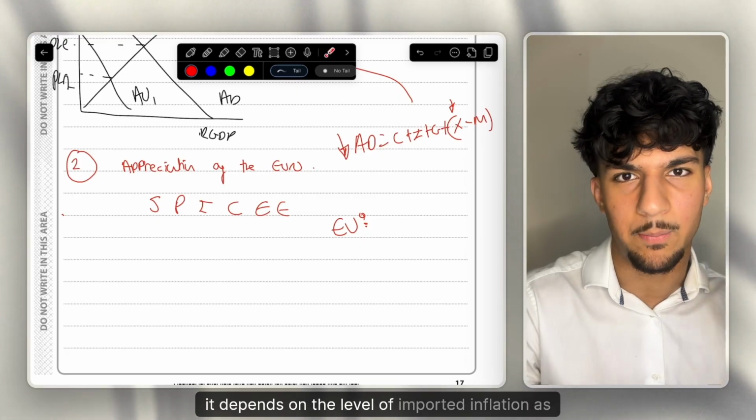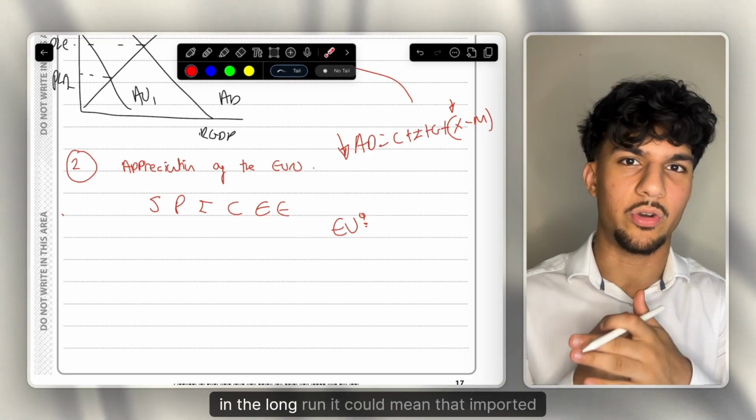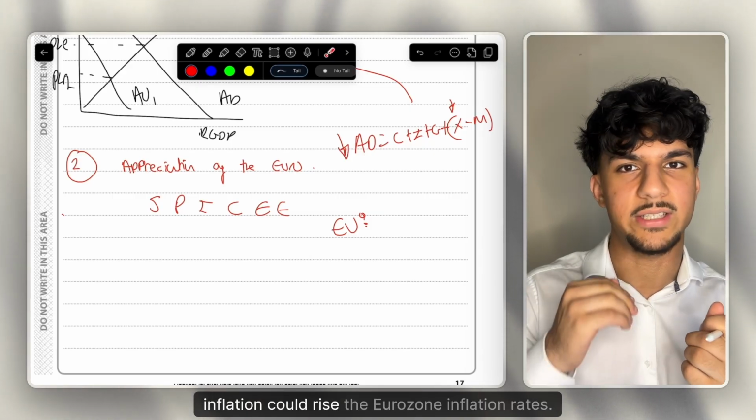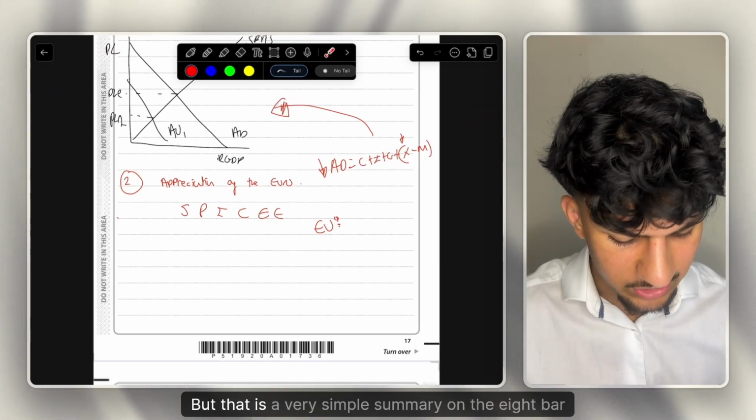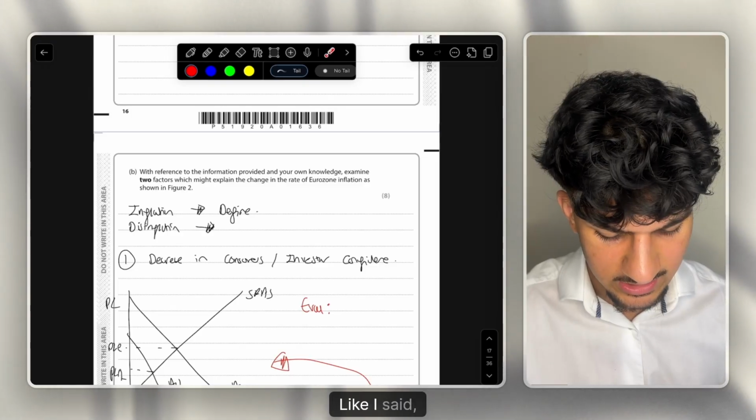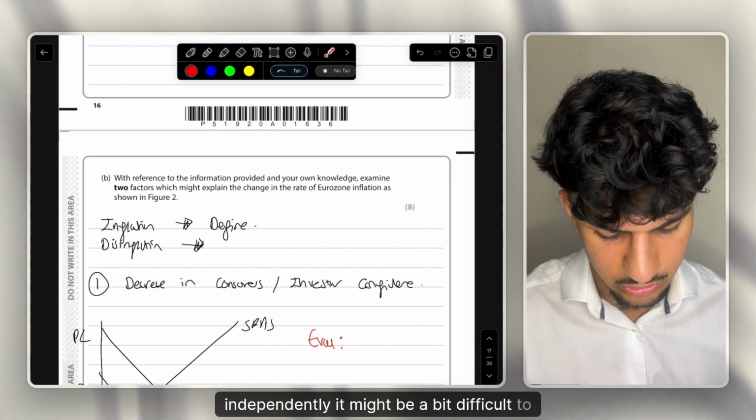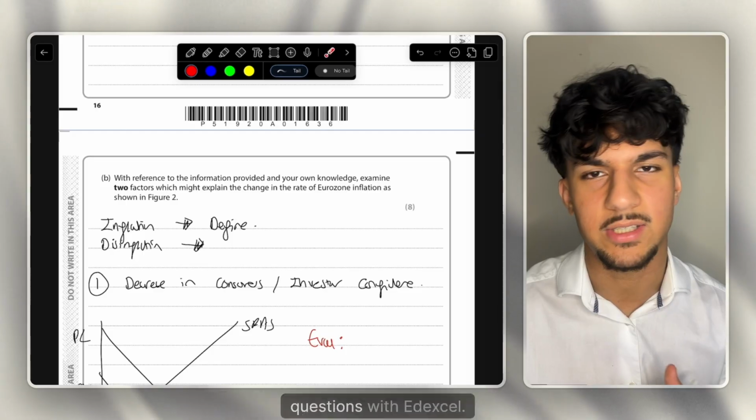However, it depends on the level of imported inflation, as in the long run it could mean that imported inflation could raise the Eurozone inflation rates. But that is a very simple summary of the 8 mark question. Like I said, independently it might be a bit difficult to answer, but you have to get used to these questions with Edexcel.